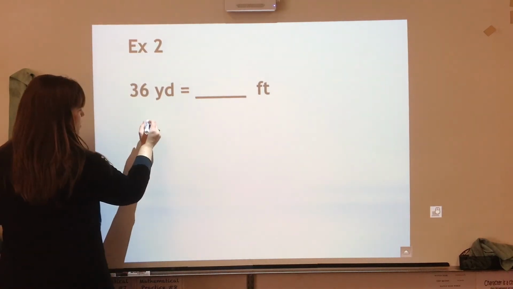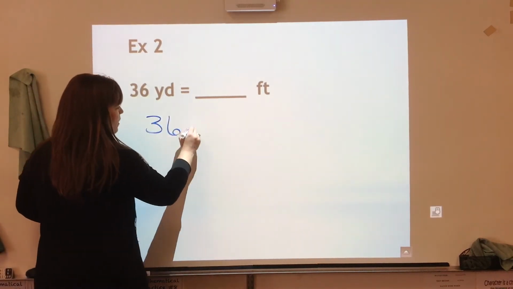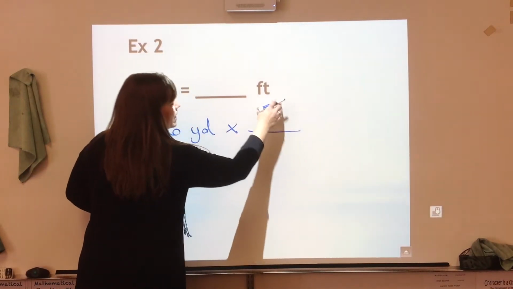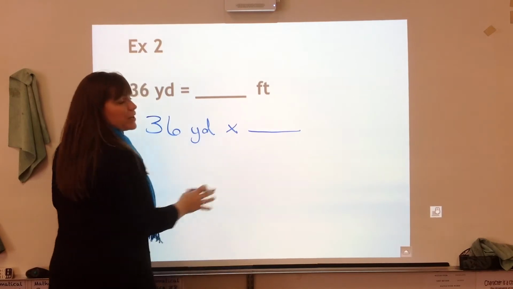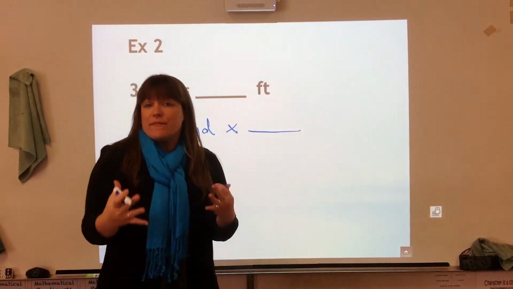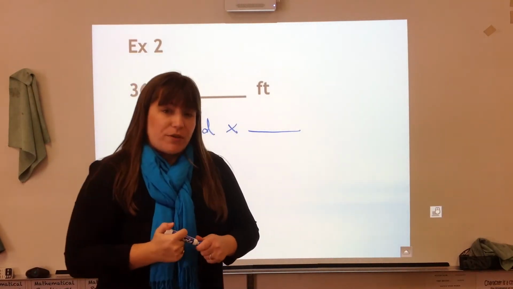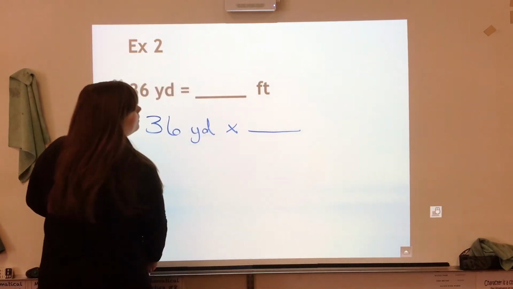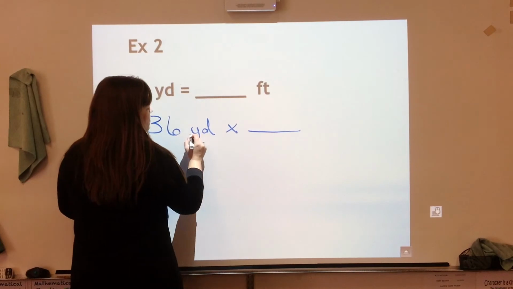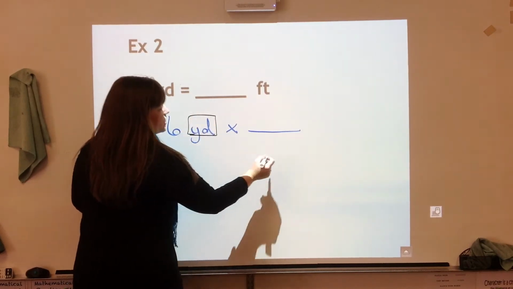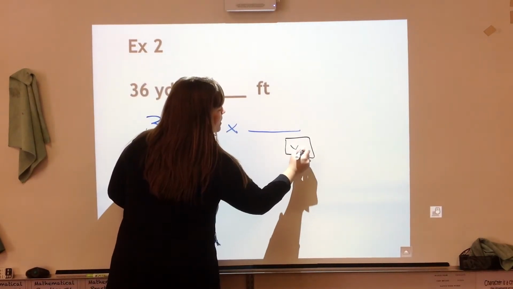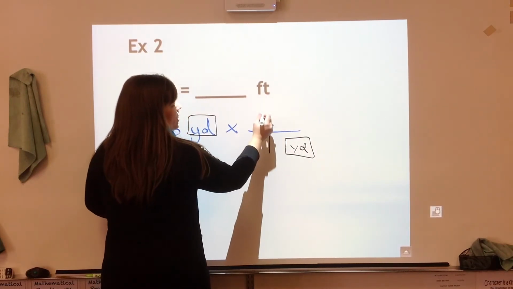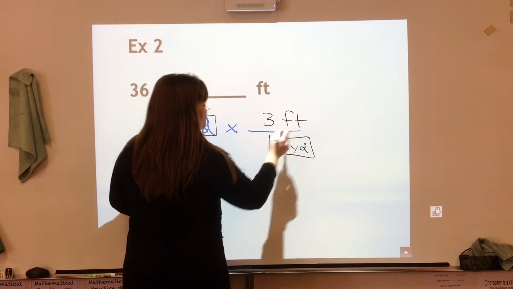So we're going to start by just writing what we're given, 36 yards, and we're going to multiply by the conversion ratio, how many feet in a yard. We can use our reference sheet if we need, or we just might know it off the top of our head. And we want to make sure this unit will disappear, so we want it in the denominator of this ratio. So 1 yard equals 3 feet.